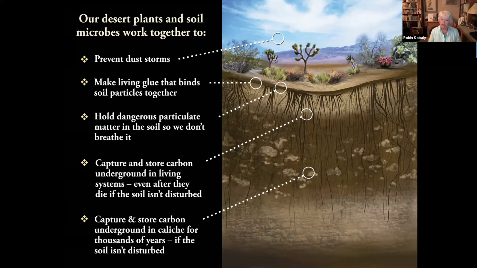Going deeper, these deep roots underground are both capturing and storing carbon in living systems, both as organic carbon and then even after they die as inorganic carbon. And I'll talk about how that happens as well. And then the inorganic carbon that is stored as caliche, or calcium carbonate, can be stored underground for many thousands of years if we don't disturb the soil.